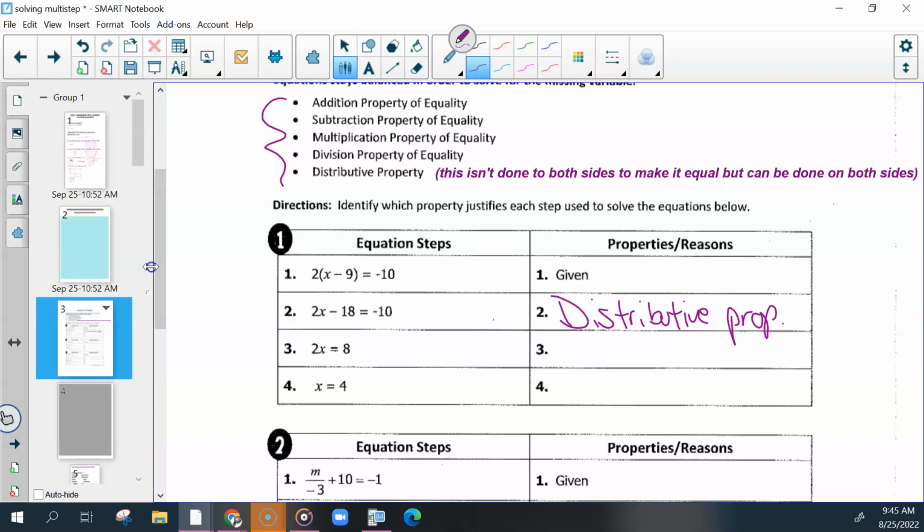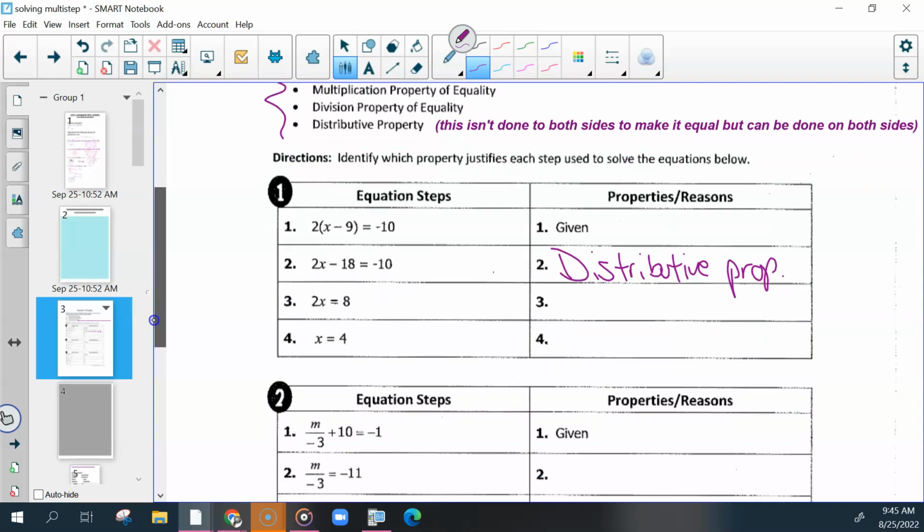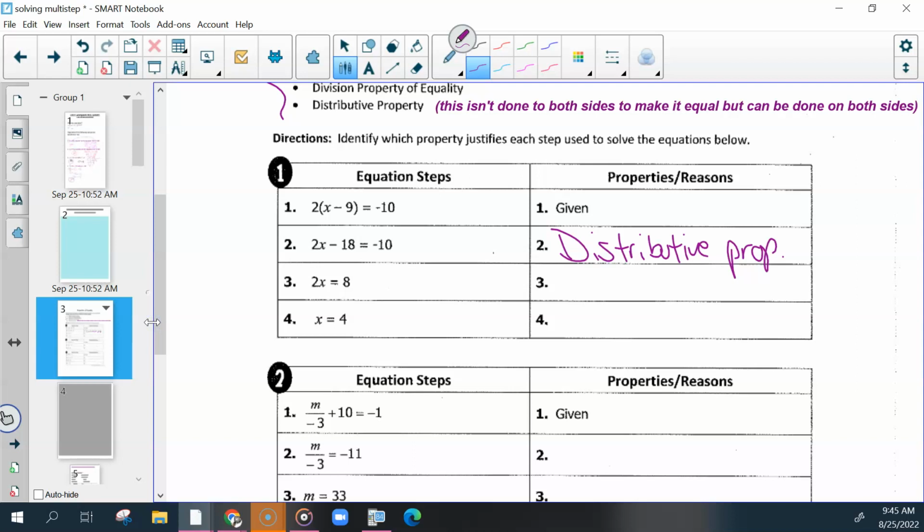And then from step 2 to step 3, what do we do? Or what changed? And then we can talk about what property that is afterwards. They added. They added what? And this distributed. So they distributed here. They didn't distribute here, but they did somehow move it to the other side. Did they add, subtract, multiply, divide?